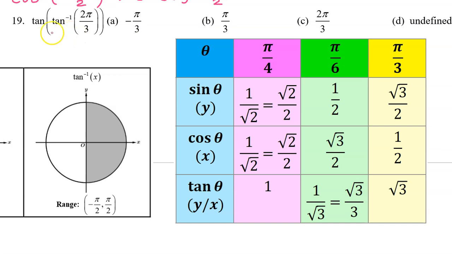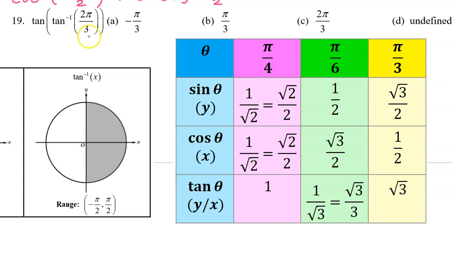Number 19 is another composite function. However, if we try to evaluate this one from the inside out, like we did on the previous problem, we get stuck immediately. Normally, we would evaluate the arctangent of 2 pi over 3 by asking ourselves the tangent of what angle is equal to 2 pi over 3. However, the tangent of none of these angles is equal to 2 pi over 3. It's not one of our memorized facts.